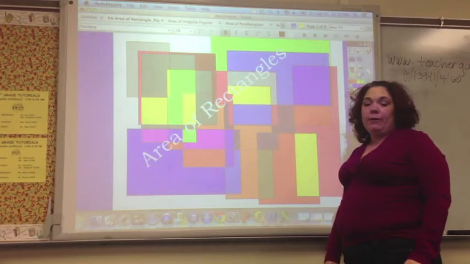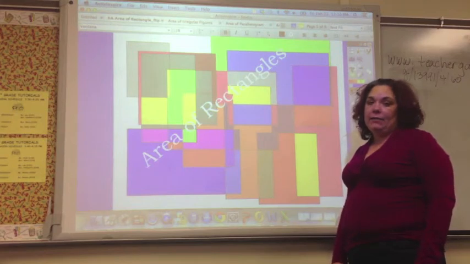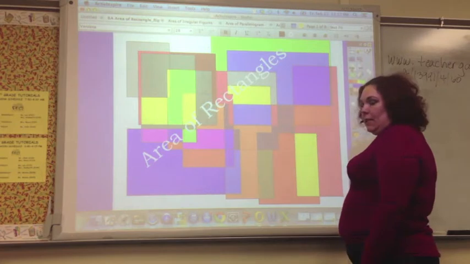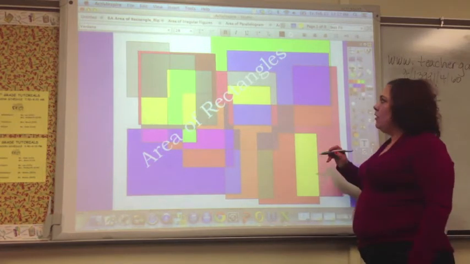Today we're going to do a review of the area of rectangles. This is something that you did in 5th grade, so it should be pretty easy, but there might be some new things for you to learn.